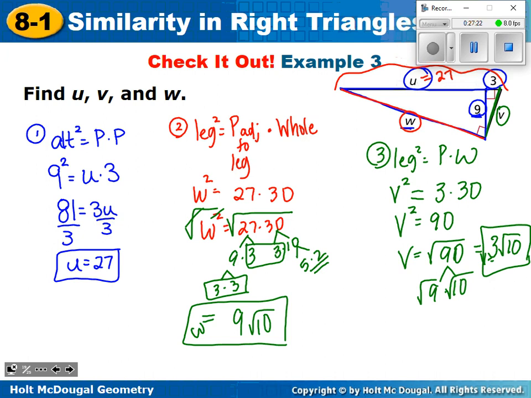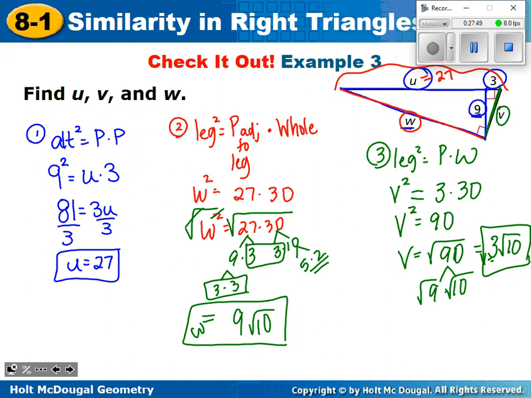I want you to tell me what it would be for this picture. Okay, that's a Z, but Z squared. Y times W. Okay, so that's your first shortcut. Do you see that? Altitude squared equals part times part. Every time. Altitude squared equals part times part.